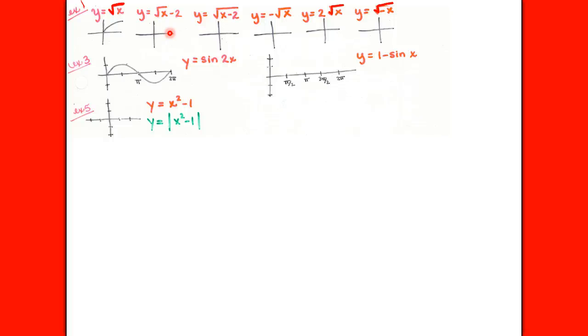Is that negative 2 grouped with the x, or can it be moved to the other side and grouped with the y? It can be moved, right? So if it can be moved to the other side and grouped with the y, what is it going to cause? A vertical shift, right?